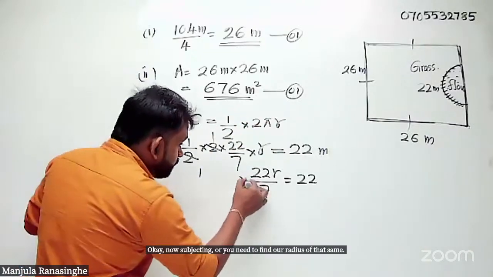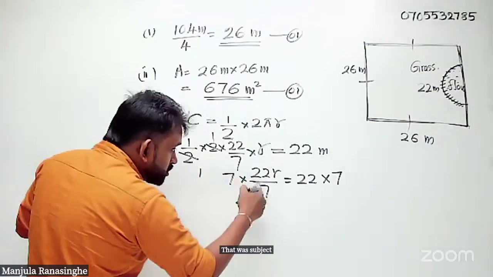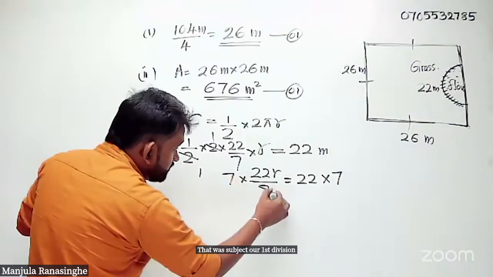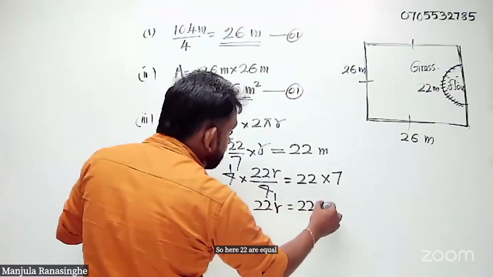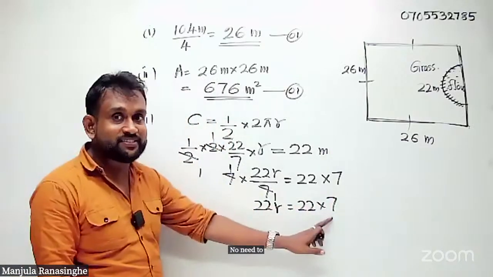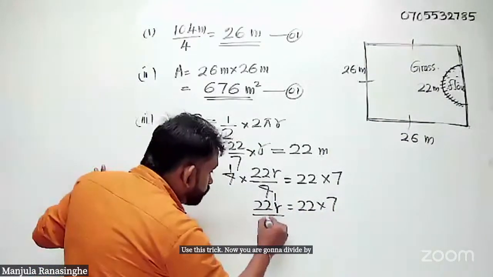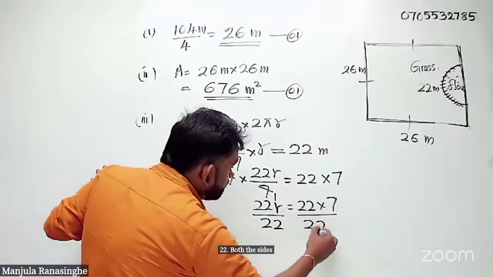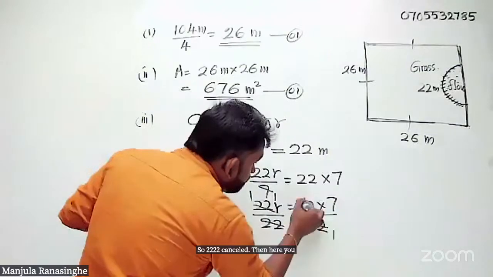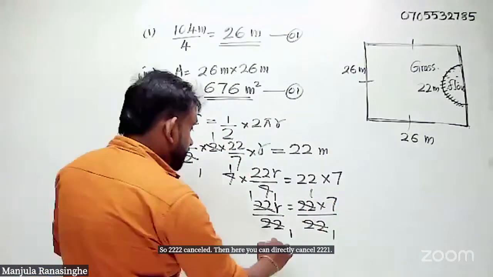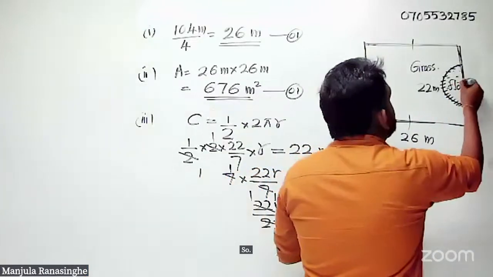Now you need to find R, the radius of that semicircle. Multiply by 7 on both sides to subject R. The division by 7 cancels with the multiplication by 7 on both sides, so 22R equals 22 into 7. No need to multiply and take the answer, use this trick. Now divide by 22 on both sides to subject R. The 22 cancels, so R equals 7 meters.